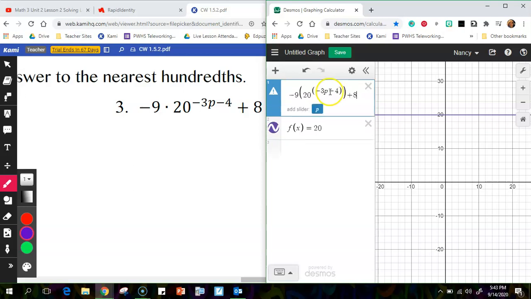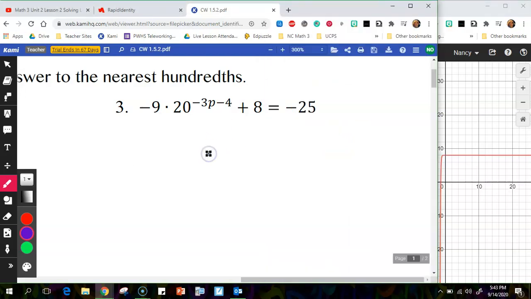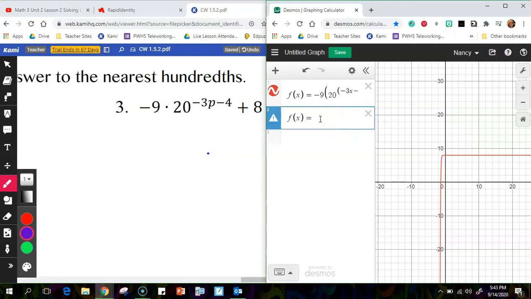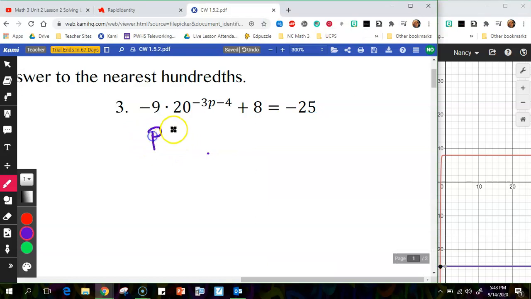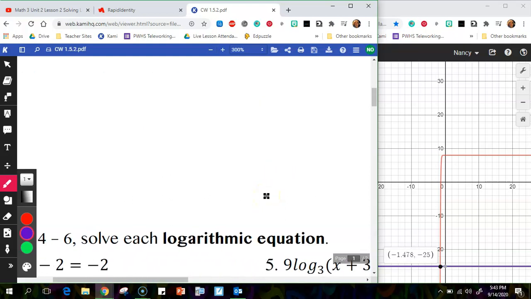Okay, so that's, oh, I'm sorry. Do not put a P in there, put an X in there. You always have to put an X because it won't graph it unless you do. If you put another letter in there, it won't graph it. Okay, and then what was on the other side? Negative 25. So this one's going to be a negative 25. Okay, so I see the intersection right here. That's all I need is right there. Negative 1.478. You can say P equals or you can say X equals. It doesn't matter. Negative 1.478. Okay, I'm going to skip a couple because I want you to do a few of them.